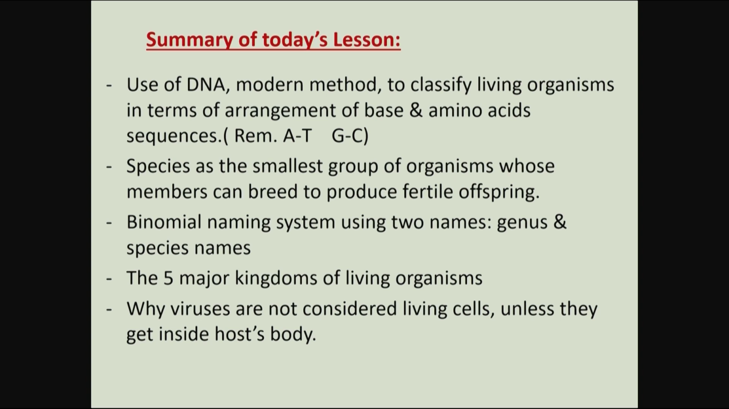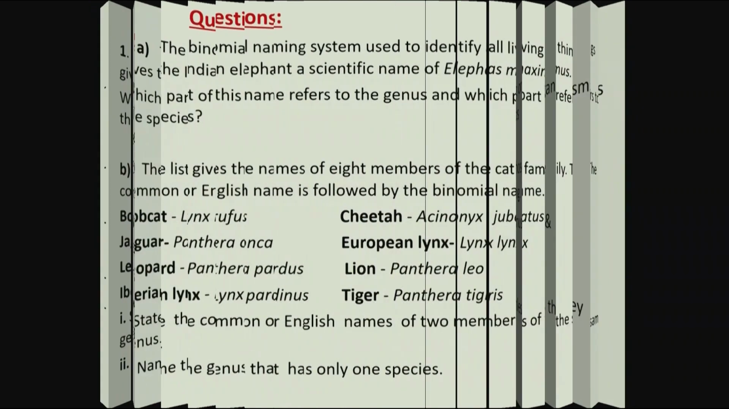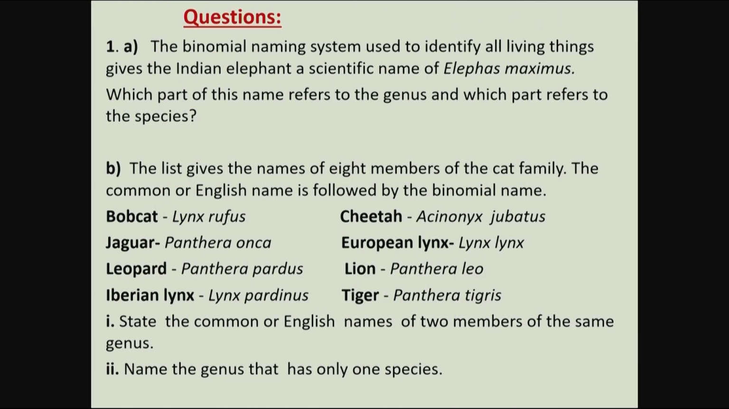We also looked at the binomial naming system, the system of naming living organisms using 2 names, the genus name and the species name. And then we looked at the main features of the organisms in the 5 major kingdoms. And lastly, we looked at why viruses are not considered living cells unless or until they get inside the host body, or they get inside a living cell.